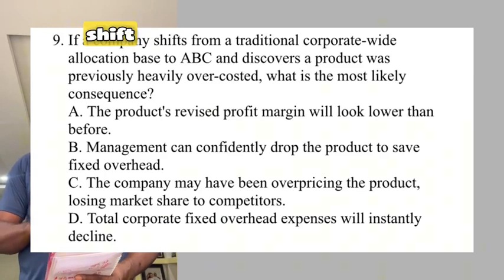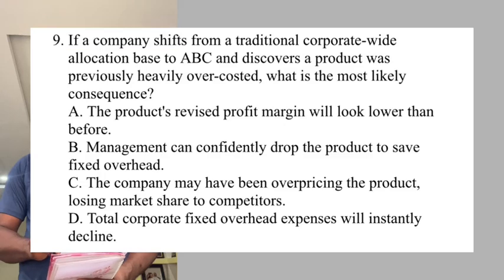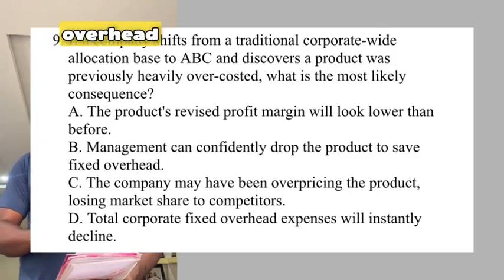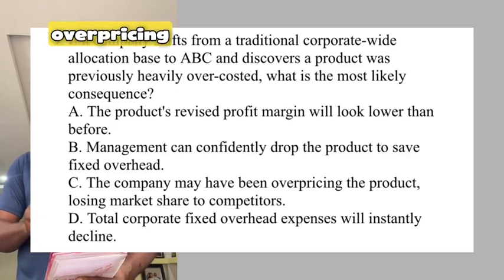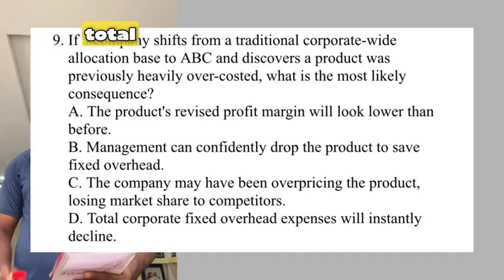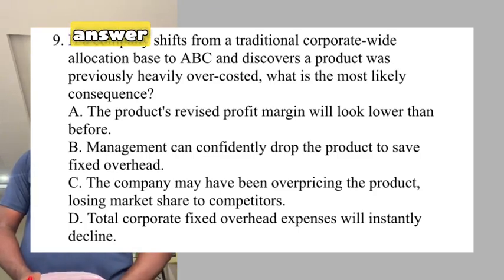Let's go to number 9. If a company shifts from a traditional corporate-wide allocation base to ABC and discovers a product was previously heavily overcosted, what is the most likely consequence? A, the product's revised profit margin will look lower than before. B, management can confidently drop the product to save fixed overhead. C, the company may have been overpricing the product, losing market share to competitors. And D, total corporate fixed overhead expenses will instantly decline. What is the correct answer?